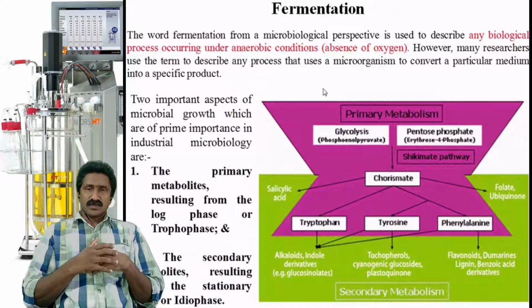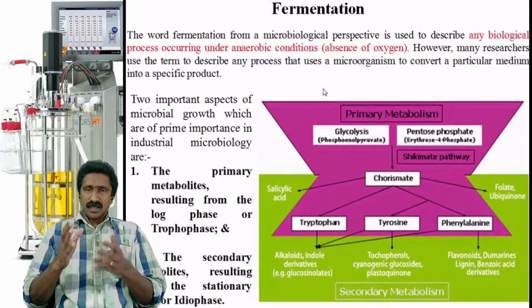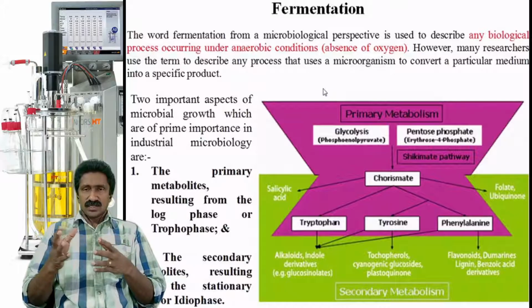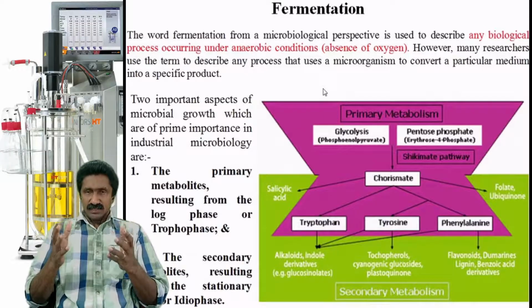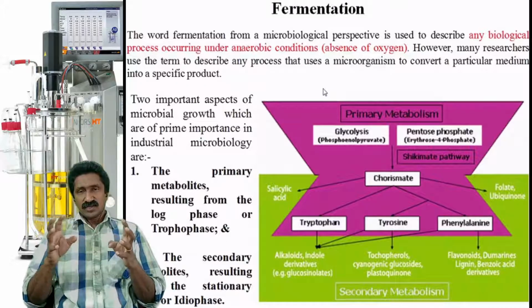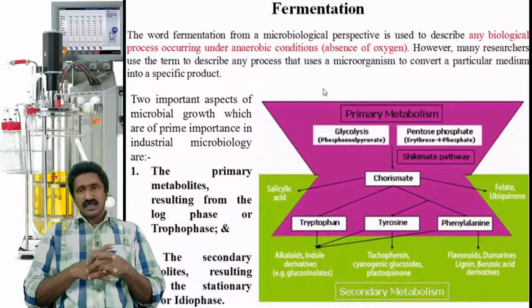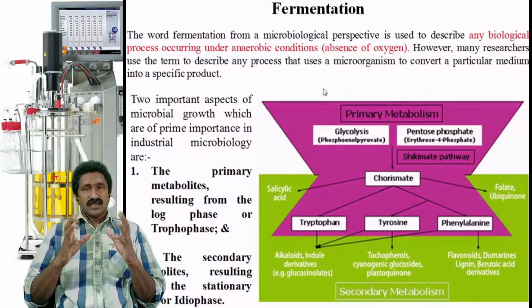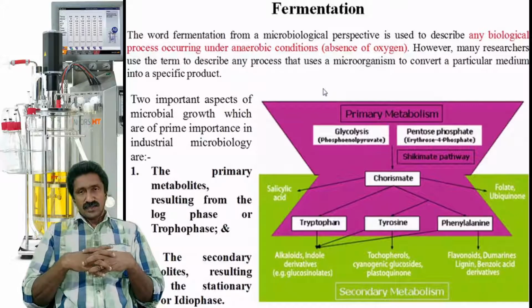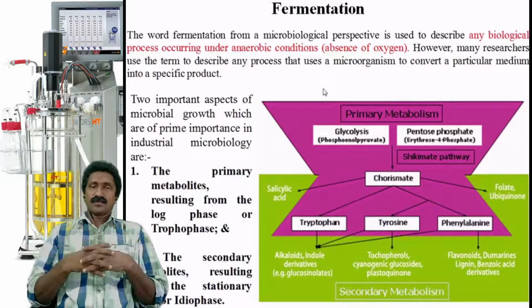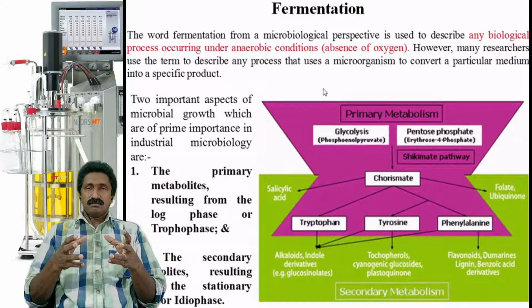And some pathways are already displayed on the screen. You can see the primary metabolites, for example, during the process of glycolysis, and chorismate, tryptophan, tyrosine, phenylalanine, etc. are coming into the primary metabolism. These primary metabolites are generally treated as essential components for cell growth. So if the production of a primary metabolite fails, then the cell may not be able to grow.